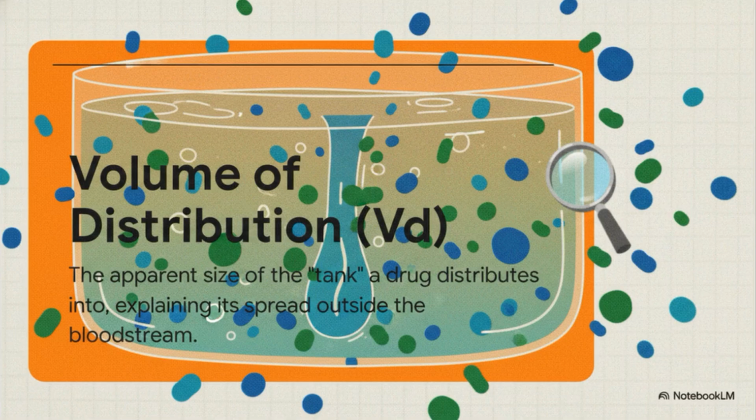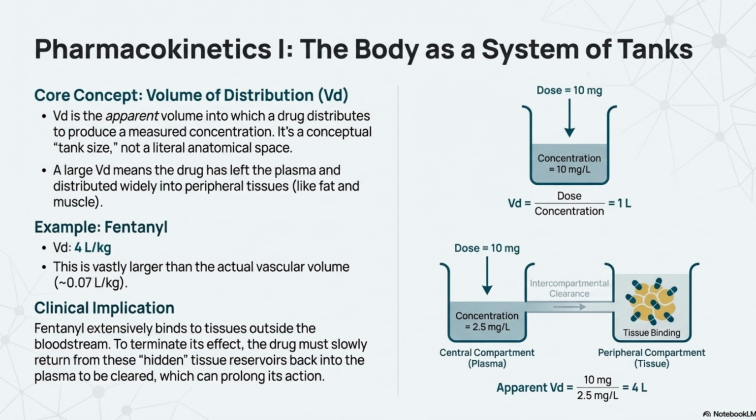So let's take that fentanyl example. It's a dramatic one. Fentanyl's VD is around 4 liters per kilogram. So if you have a 70-kilo person, that's 280 liters of apparent volume. Now, compare that to the actual vascular volume, which is tiny, maybe 0.07 liters per kilogram. So that massive VD for fentanyl just means it's extremely lipid soluble and it's binding to tissue all over the place. That's it. The VD isn't a literal space.